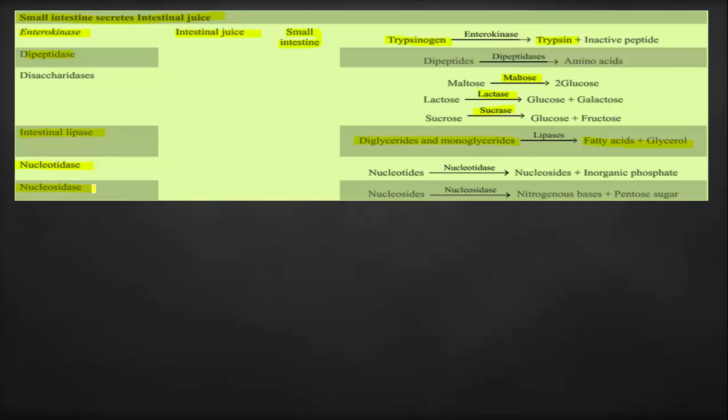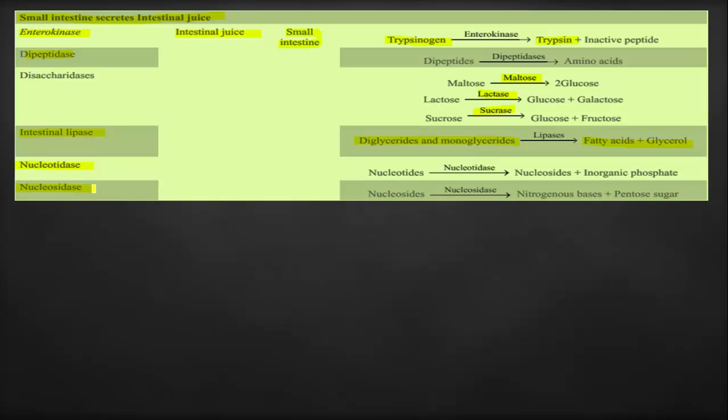See, intestinal juice and pancreatic juice contain all the types of enzymes. The enterokinase is required for the activation. Carbohydrate digesting enzymes present in the intestinal juice are maltase, sucrase and lactase. The lipid digesting enzyme present in the intestinal juice is intestinal lipase, and the protein digesting enzymes are missing here.